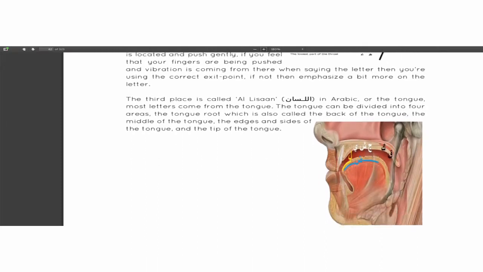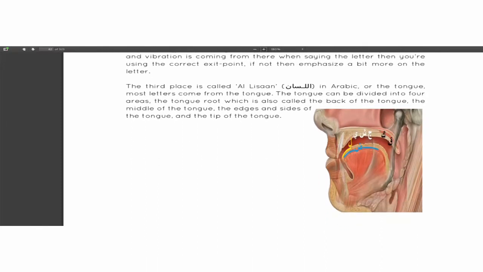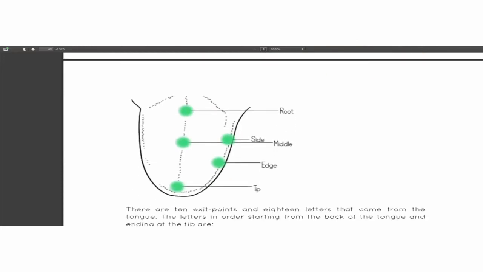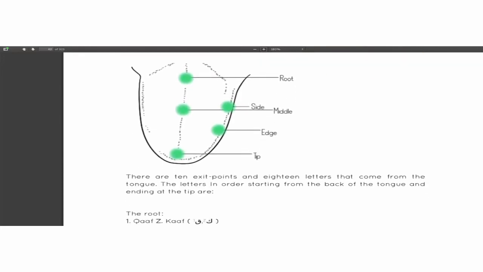The third place is called al-lisan in Arabic, or the tongue. Most letters come from the tongue. The tongue can be divided into 4 areas: the tongue root, which is also called the back of the tongue, the middle of the tongue, the edges and sides of the tongue, and the tip of the tongue. There are 10 exit points and 18 letters that come from the tongue.